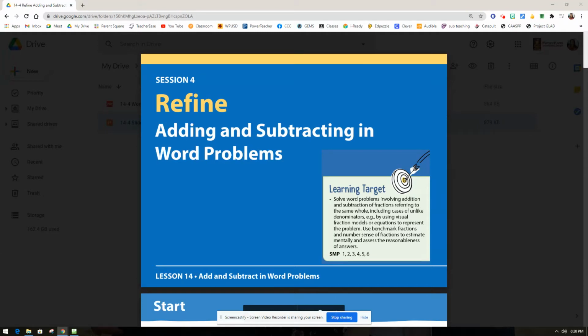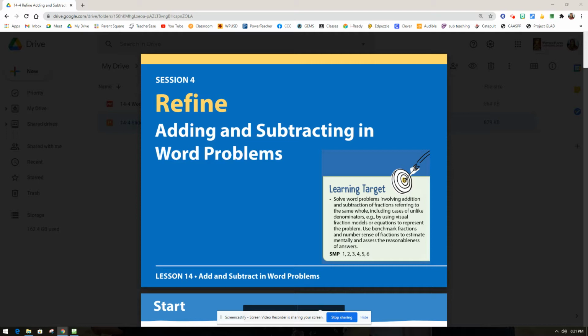Hi, welcome to Lesson 14, Session 4. This is adding and subtracting in word problems. This is our refine session where we go over everything that we've learned and put it all into a nice, neat little package. We take everything we know about adding and subtracting fractions and decimals in word problems.